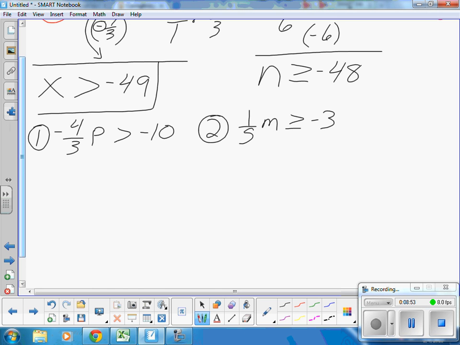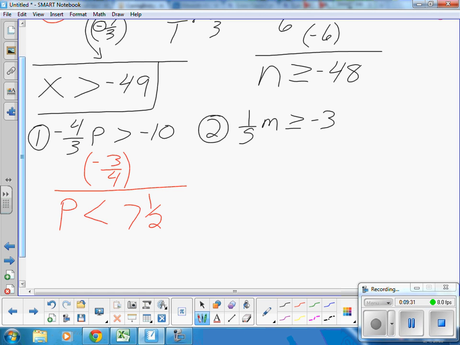So after you pause and work through these problems, for the first one, I have to multiply both sides by negative 3/4. When I do that, I get p. My inequality flips because it's a negative 3/4. So that'll be less than, and a negative 3/4 times a negative 10 is a positive 7.5. So that's my answer there.